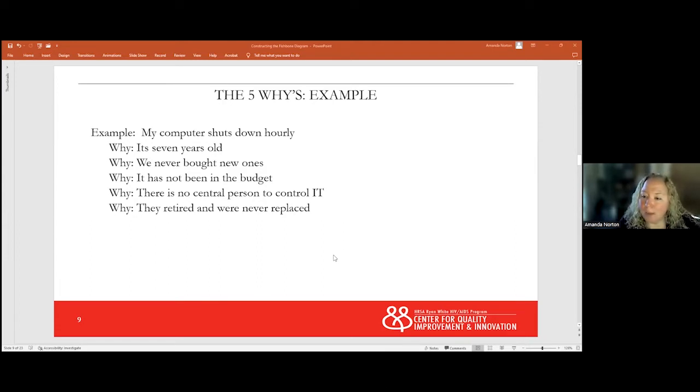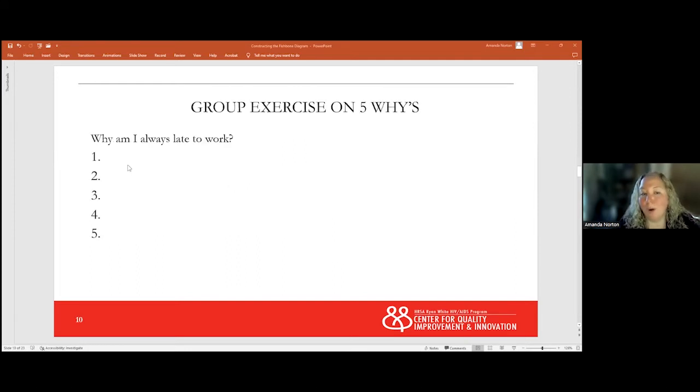So I do see Elaine said that you are using 5 Whys in conjunction with an affinity diagram. That's really great to hear. So can we see how we went from my computer shuts down hourly to this larger organizational systemic issue at hand? The example that I wanted to work on was, why am I always late to work? It doesn't have to be that. If somebody else has an example, I'd like to just kind of 5 Why away with somebody. So who wants to say why you're always late to work, or why use something?